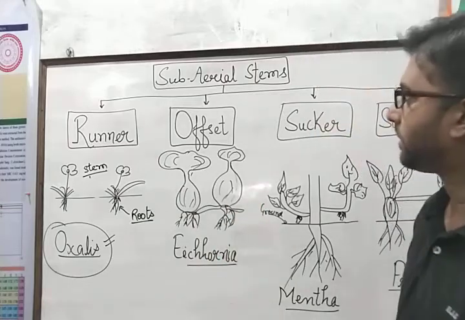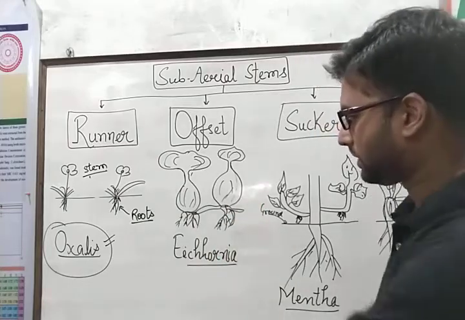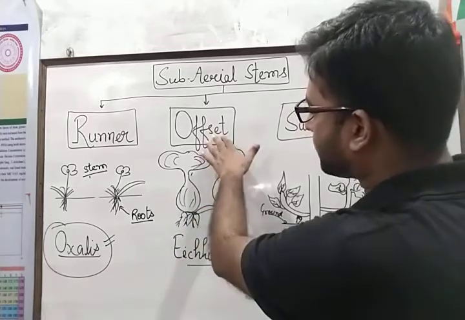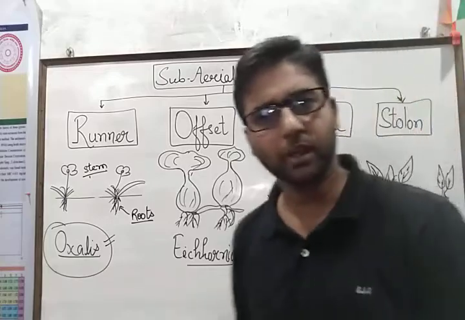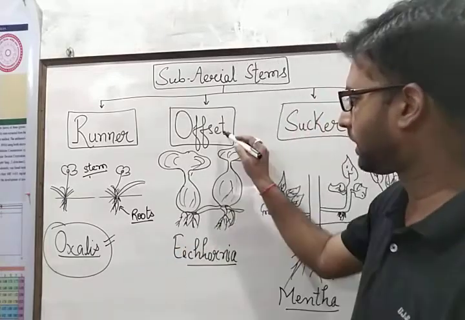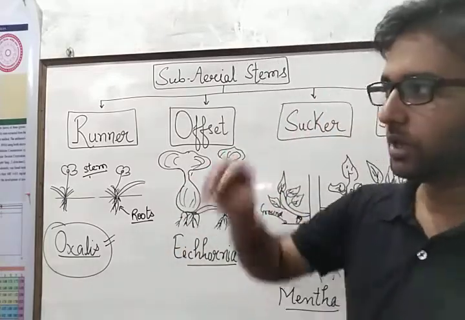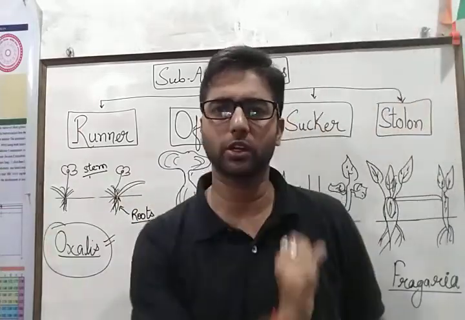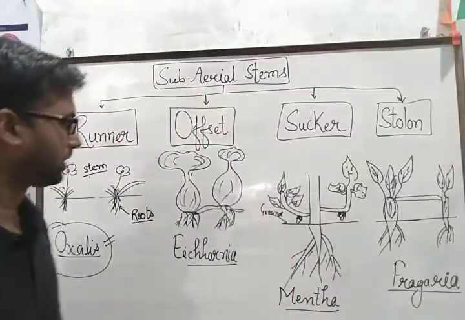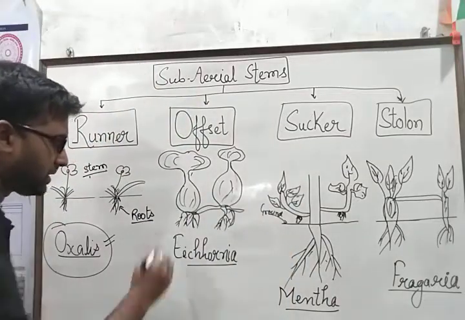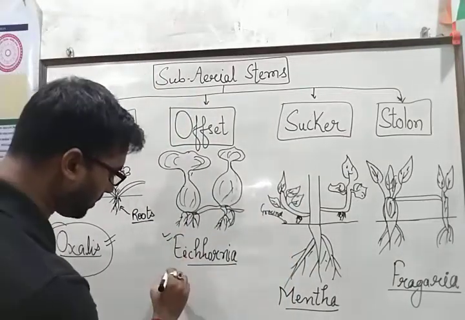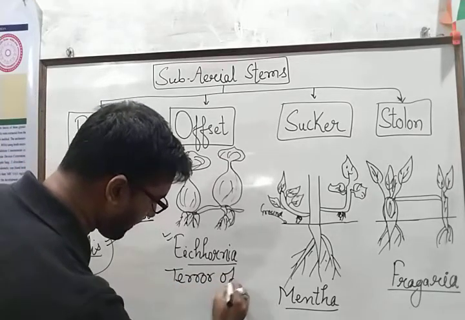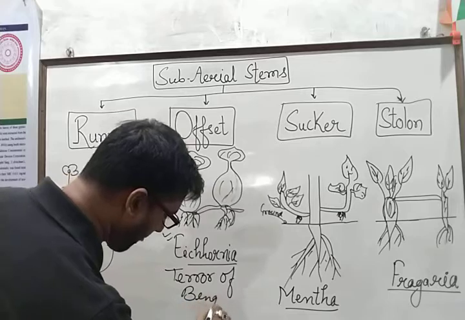Another natural subaerial stem phenomenon is found in the submerged plant. This is the offset method. Offset method का मतलब होता है कि offsets are like runners, but runners run through a very long distance, but an offset runs through a very short distance, up to one or two structures. So the best example is Eichhornia. It is also known as Terror of Bengal.